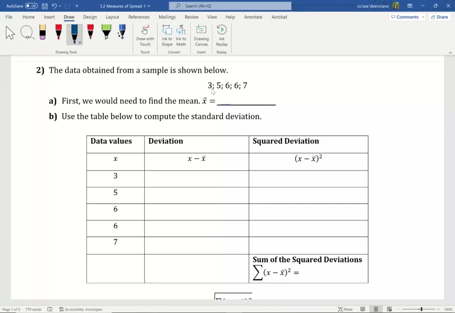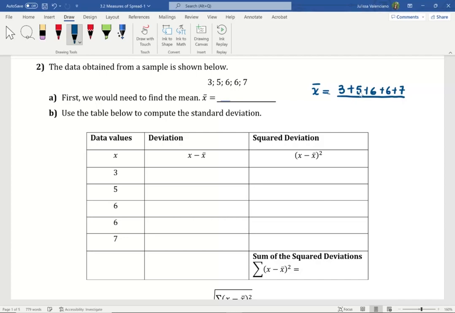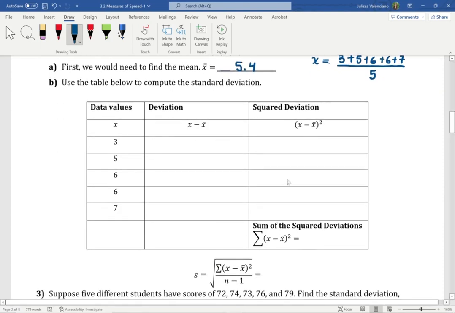Here below, we are going to consider the data set 3, 5, 6, 6, 7. If we're going to compute the standard deviation, we first need to find x bar. To find x bar, we need to add all the data values and divide by the number of data values we have. On the numerator, we should have 3 plus 5 plus 6 plus 6 plus 7. And on the denominator, we should have 5 because we have 5 data values. Go ahead and find x bar. You should get 5.4.